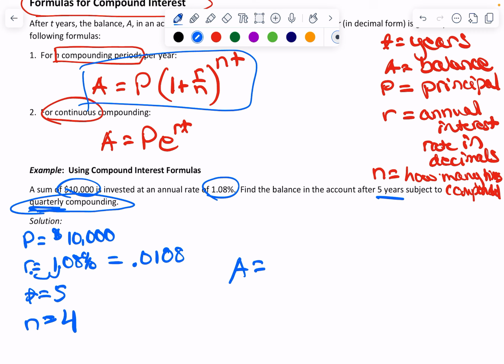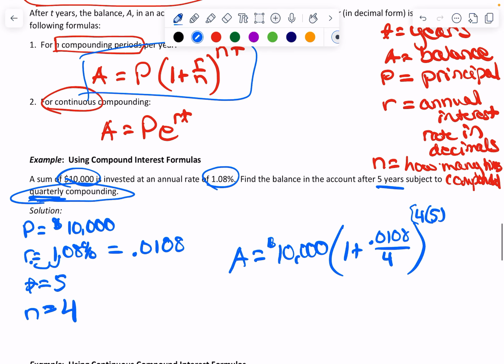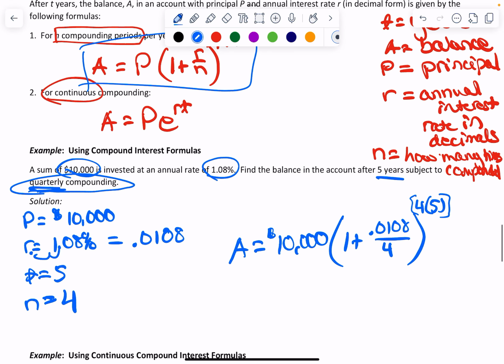So A equals $10,000 times parentheses 1 plus R, which is 0.0108, divided by N, which is the 4, and then to the power of 4 times 5. Again, make sure that if you're plugging this whole thing in the calculator, this is inside parentheses. So our balance is going to be $10,554.08.